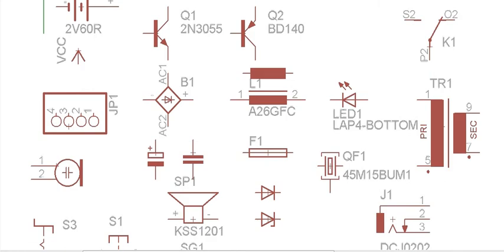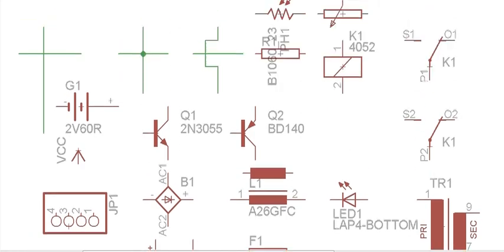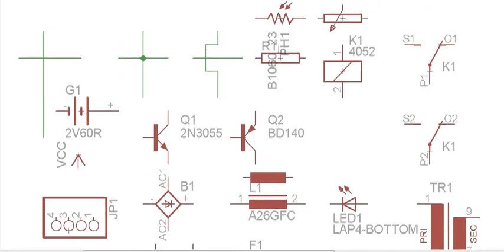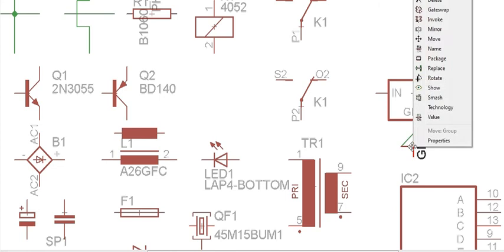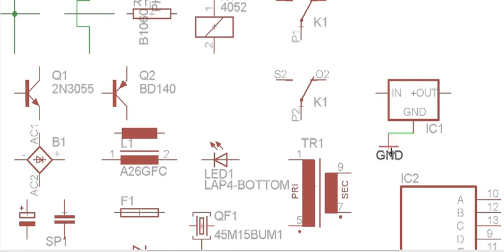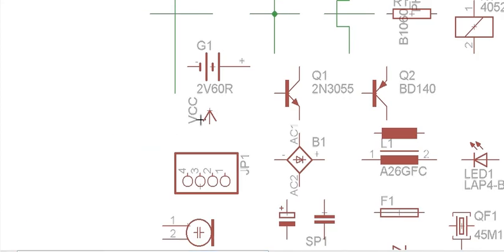Where did I just throw my ground symbol at? Ooh. Swear I just had it over here. Oh, there it is. Well, you know what? I'll just leave it there. No, there. Alright.